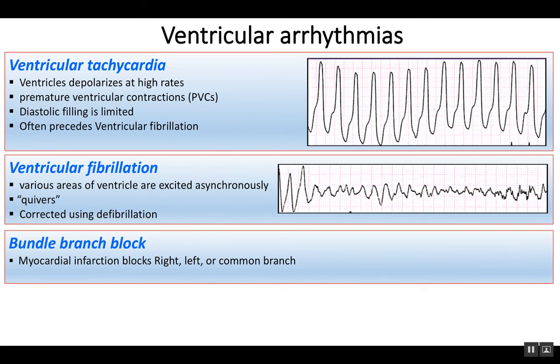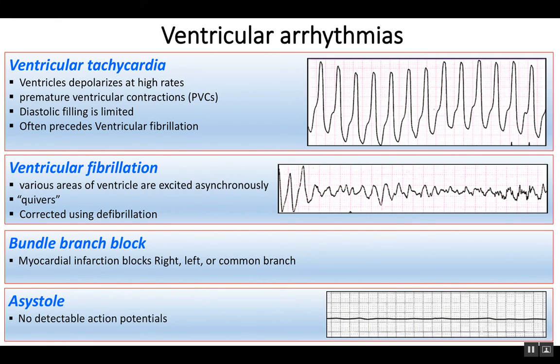There are some other arrhythmias called bundle branch blocks. We're not going to really look at those, but if one day you're in the ER or you're working for a cardiologist, you'll hear about bundle branch blocks. Again, a lot of these are caused by heart attacks. A lot of the blocks are disruptions in the cardiac conduction pathway due to the development of scar tissue. And then finally, a flat line is called asystole. Asystole means no contraction, no detectable electrical current seen using an ECG.